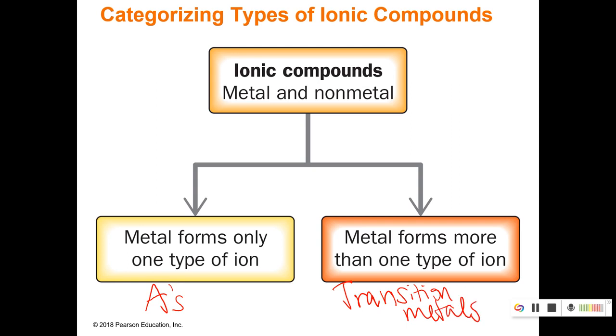Okay, there are a few exceptions, but the transition metals have more than one ion. The metals that form just one ion are going to be type 1. So this is type 1, and this will be type 2. They do have different ways to name, so it's very important you're able to identify what's what.